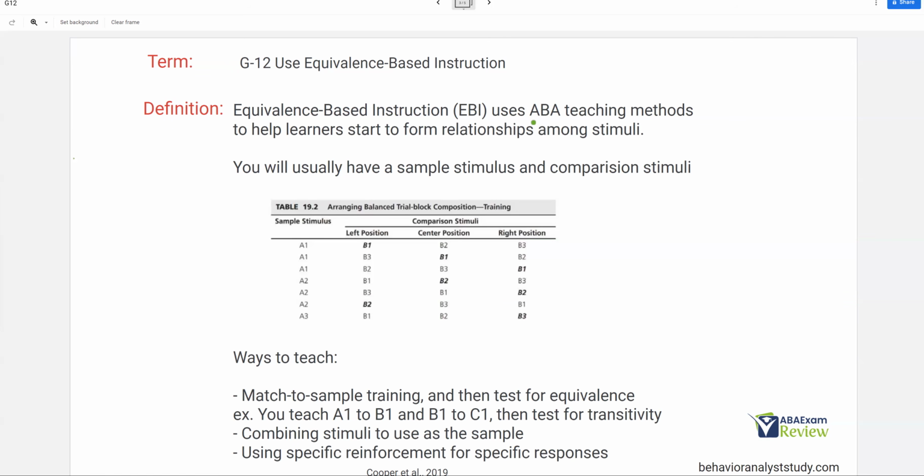With EBI, we're using ABA teaching methods. And if you've been studying a while, you're going to start to notice everything starts to come together. Everything is related. All we have is a bunch of different science, a bunch of different technologies that interact with each other in order for us to provide services. So equivalence-based instruction, we're using ABA teaching methods to help learners form relationships among stimuli.